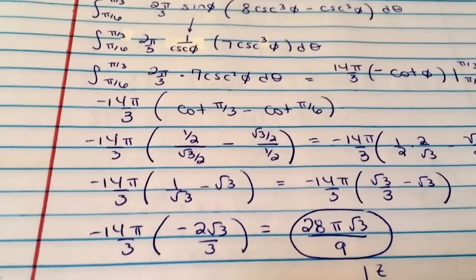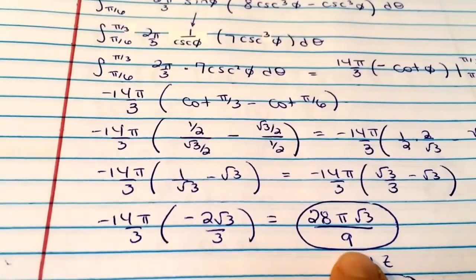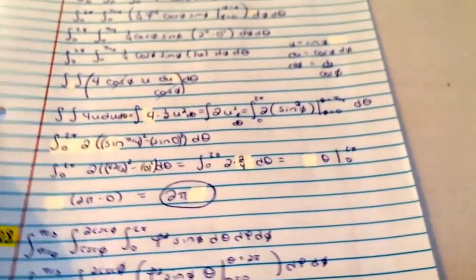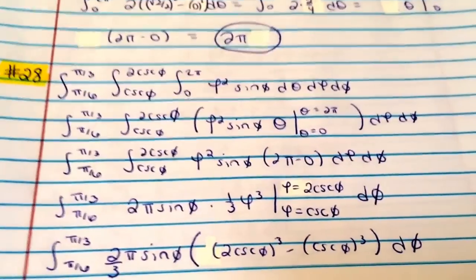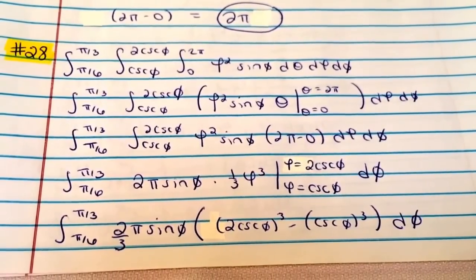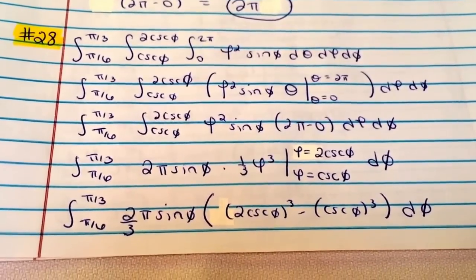Oh, geez, it's complicated. Okay, it is 28 pi times the square root of 3 over 9. If that's not what you got, I'm going to show you my work. Here's my work. I'll just let you look at it instead of talking you through all of it. But I will show you one thing in a second on the next page.